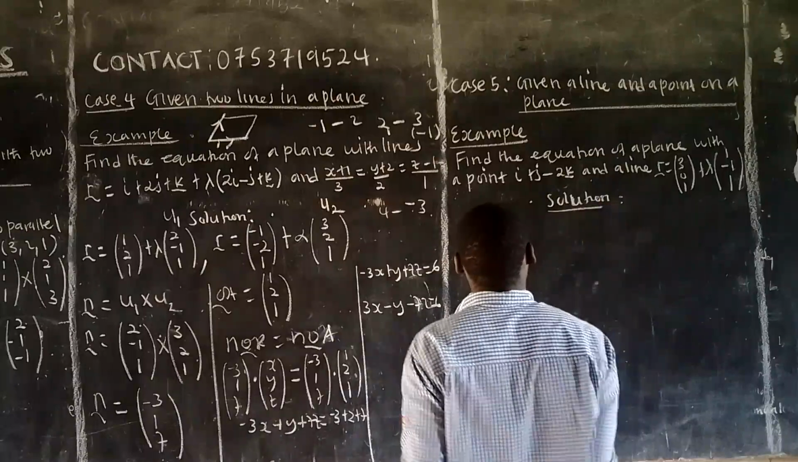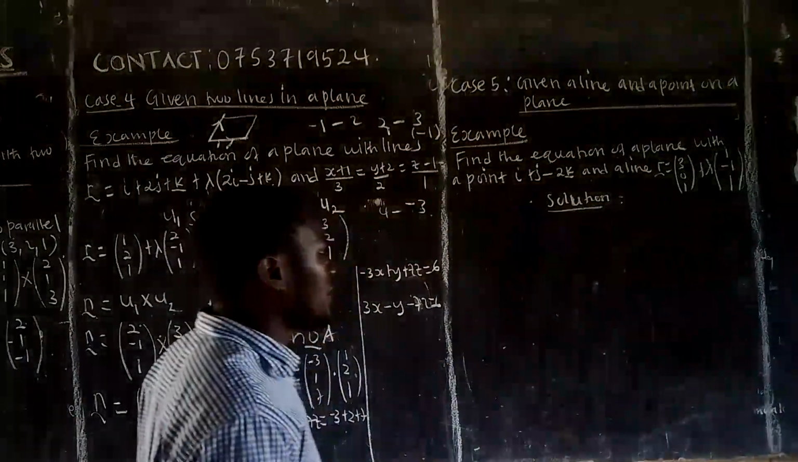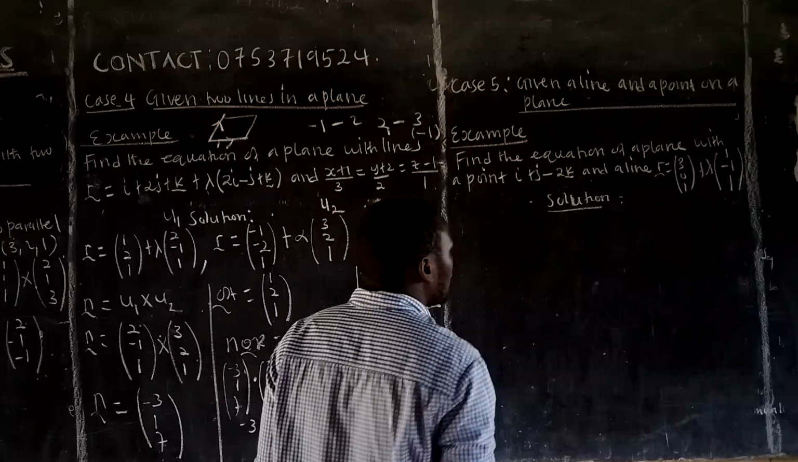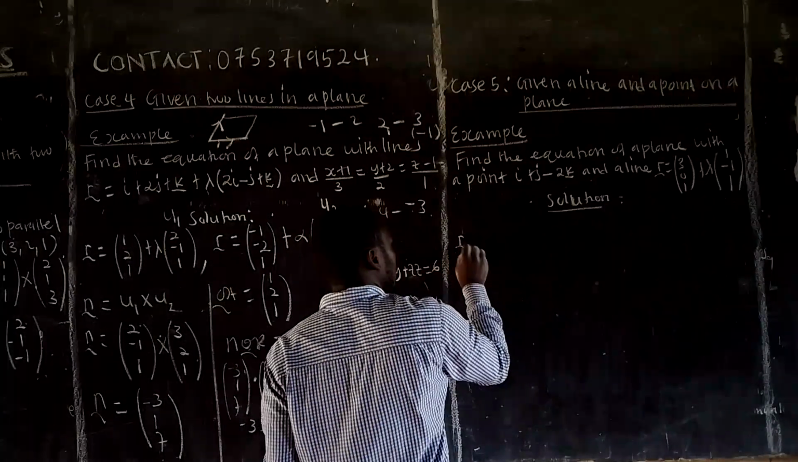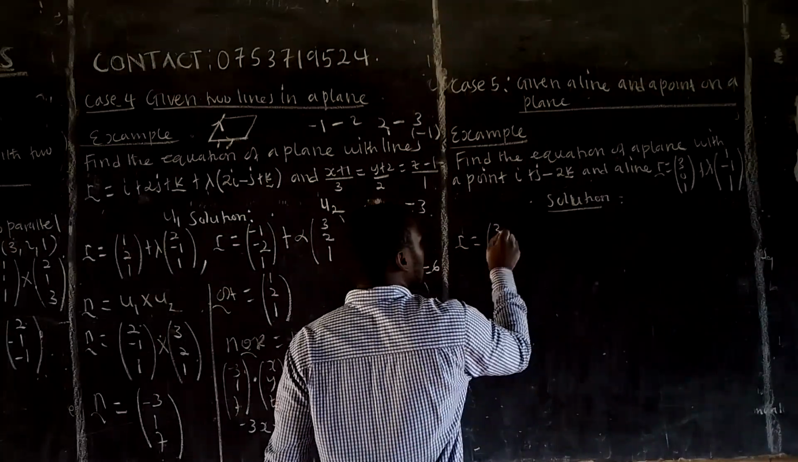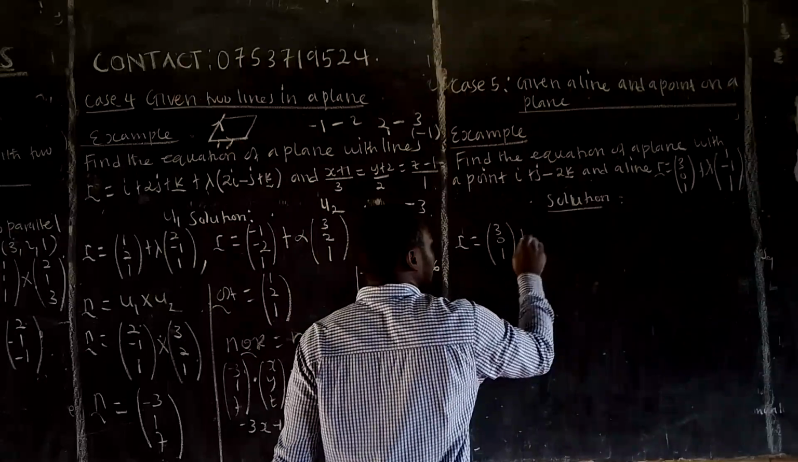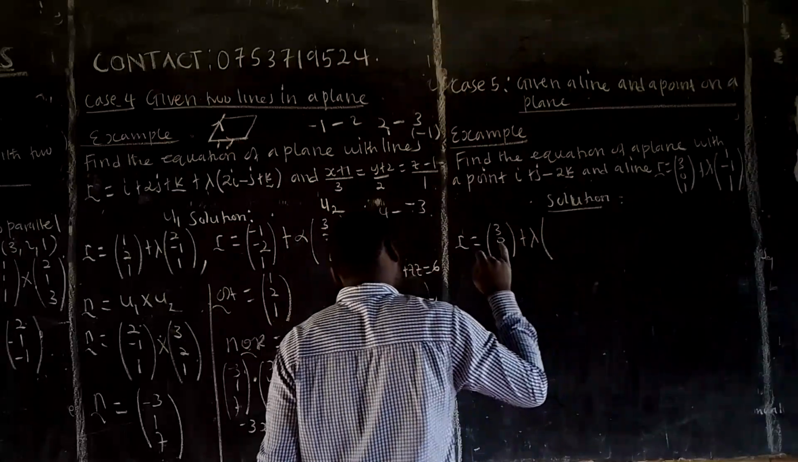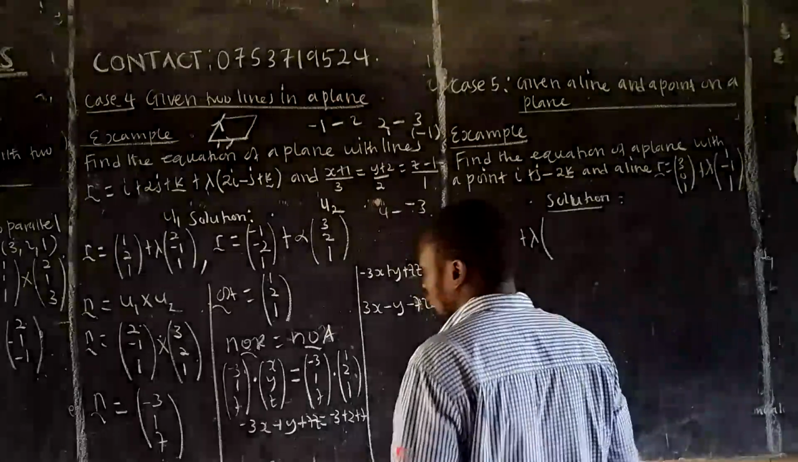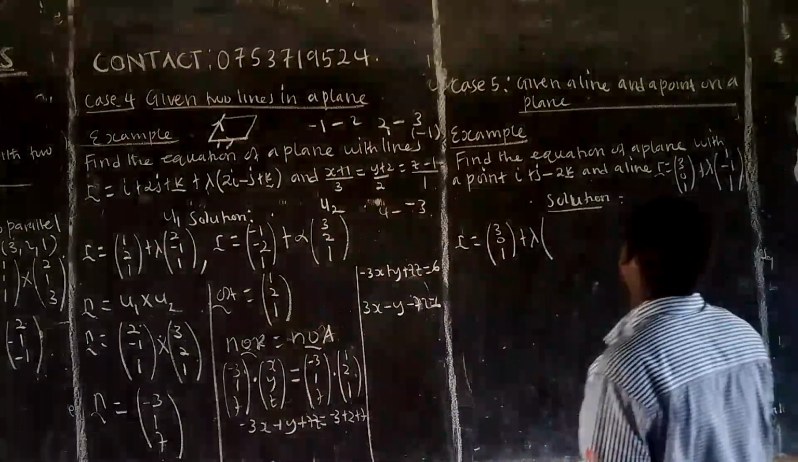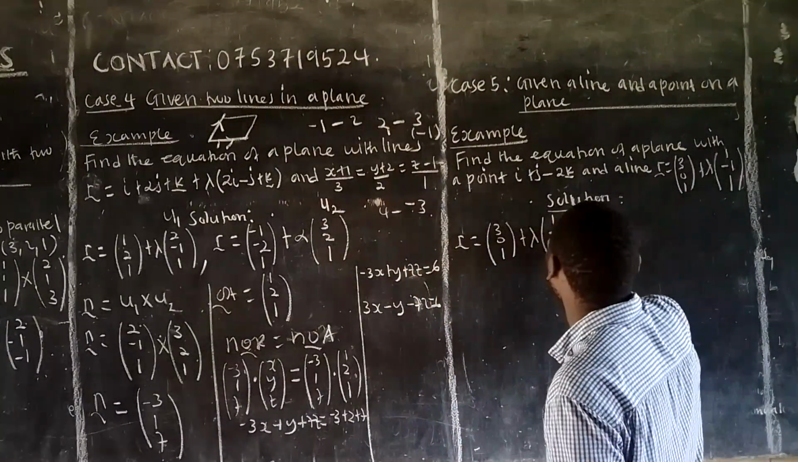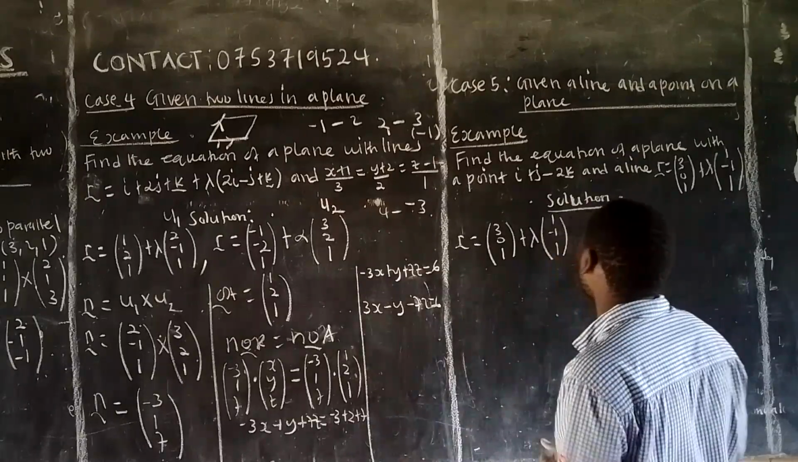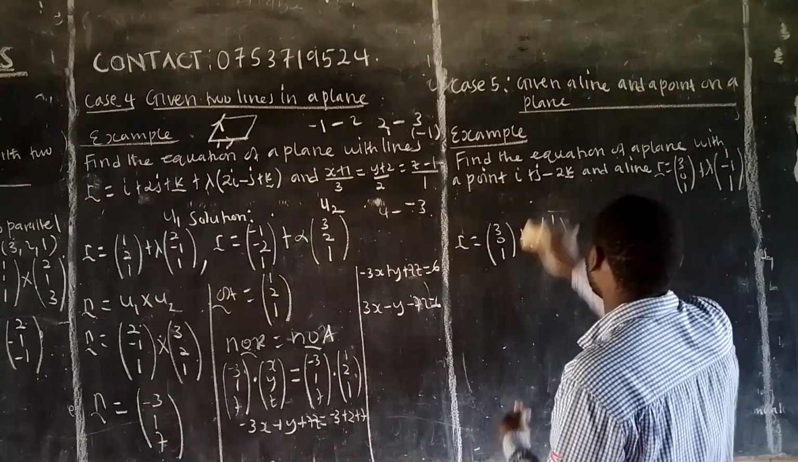Given a line and a point and a plane. So what I'm going to do here is say the vector r is equal to (3, 0, 1) plus lambda (1, -1, 1). What you aim for is to get the normal vector. How do you get the normal vector? You cross two parallel vectors. As simple as that. I'll extend the solution this side.